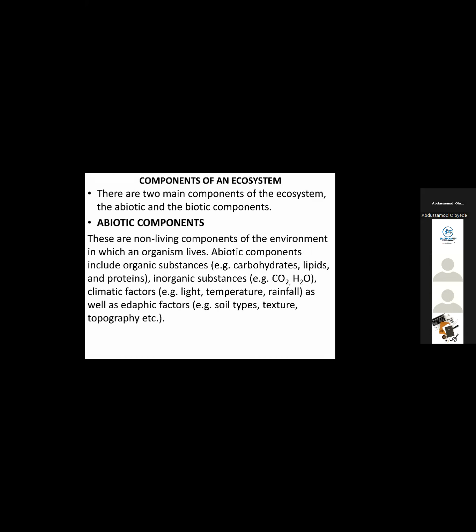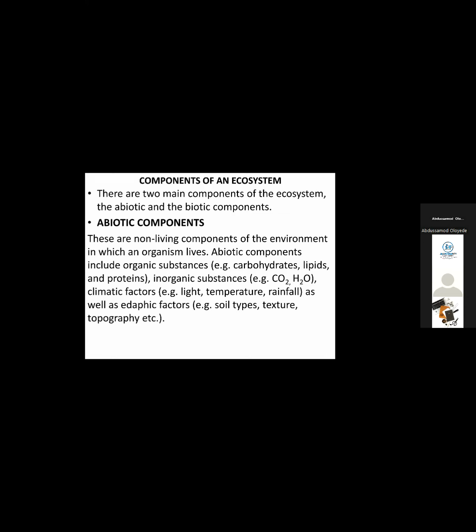Now let's talk about the components of ecosystem. I said before that ecosystem refers to the interaction between living and non-living things. Ecosystem refers to living and non-living things interacting together. That's why ecology is categorized into two: the abiotic components and the biotic components.